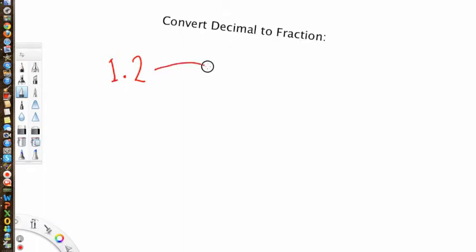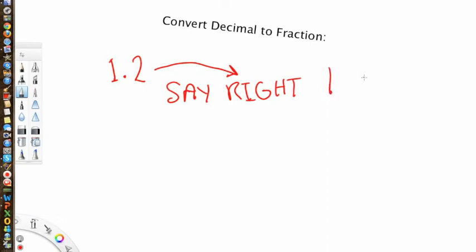The key is simply this. Say it right. What do I mean by say it right? Well, look at this. If we read the decimal correctly, this is 1 and 2 tenths. 1 and 2 tenths. You know what fraction that is? It's 1 and 2 tenths.